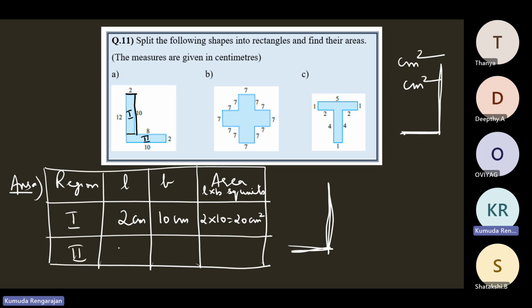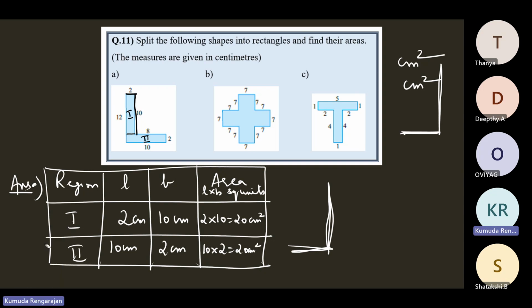Okay, very good, Satakshi. Region 2. The length is 2, ma'am. And the breadth is 10, ma'am. Yeah, so I told you, we'll take the length as 10 centimeters. Yes, ma'am. And the breadth is 2 centimeters. So area will be L into B. Yes, ma'am. So 10 into 2, right? 20 centimeters square. Yes, ma'am.